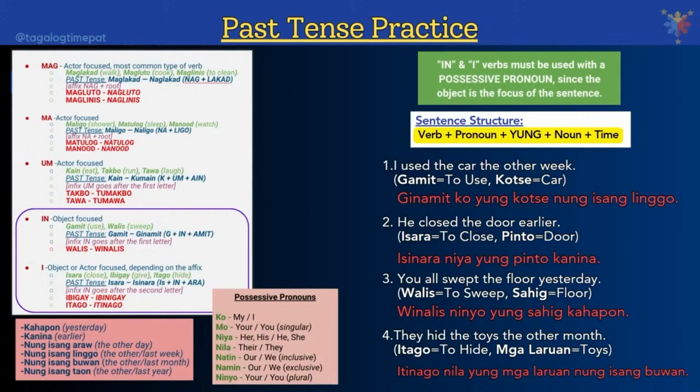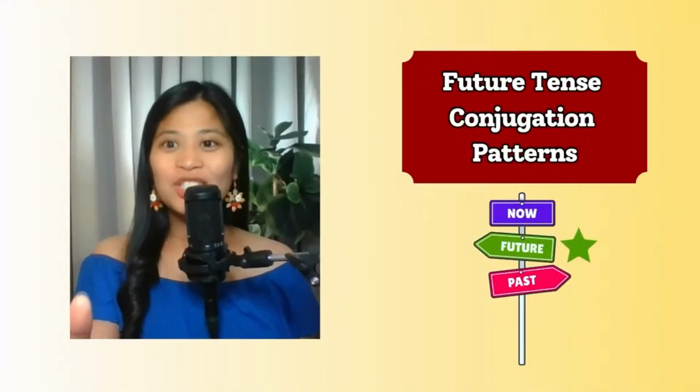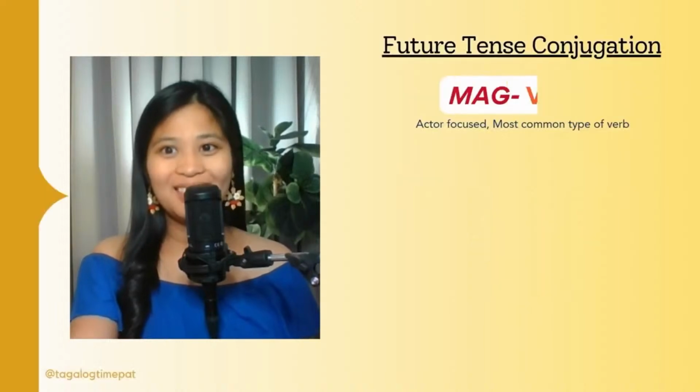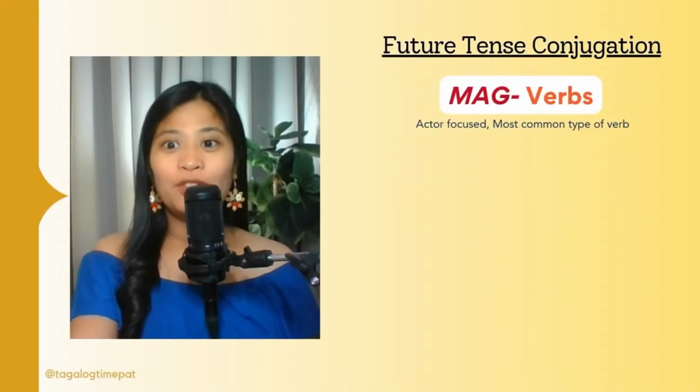All right, so these are just some examples of how to use the past tense conjugation patterns that we learned and how you can plug in all the vocabulary that you learned into this simple sentence structure. Alrighty, now let's go ahead and jump right into the future tense conjugation patterns of these verbs. Let's start with mag verbs.